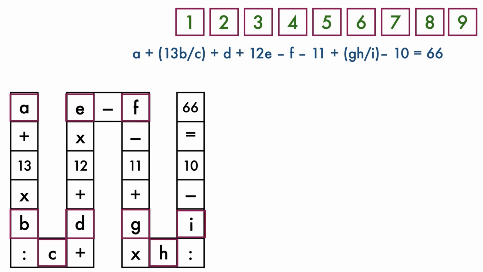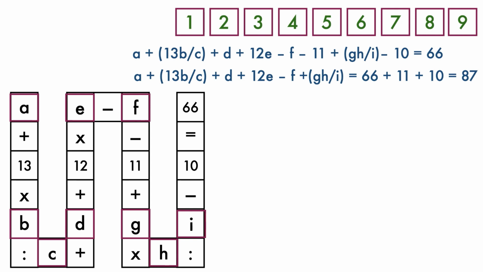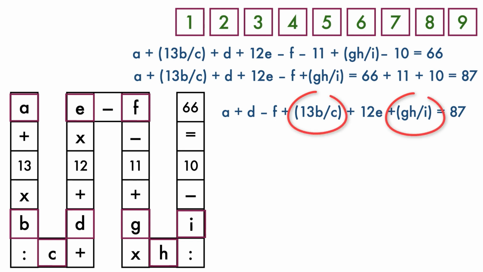So we can simplify the equation to A plus 13b over c plus d plus 12e minus f plus gh over I equals 66 plus 11 plus 10, which is equal to 87. So after simplifying, the equation becomes A plus d minus f plus 13b over c plus 12e plus gh over I equals 87. From here we can assume that b over c and gh over I will be whole numbers, and also that we don't want 13b over c to be too big. Knowing this, we start plugging numbers in and seeing where we get to.